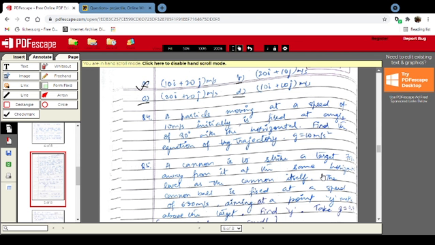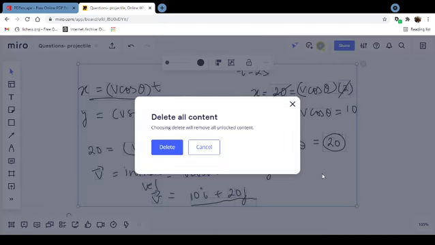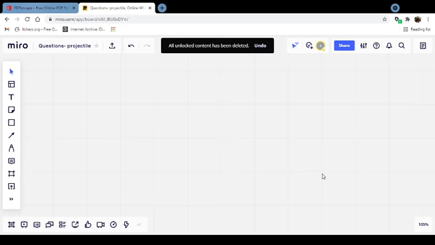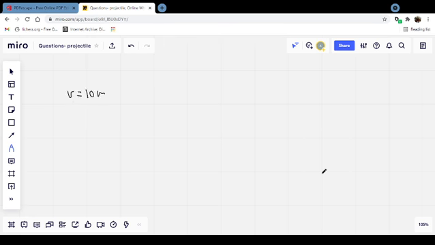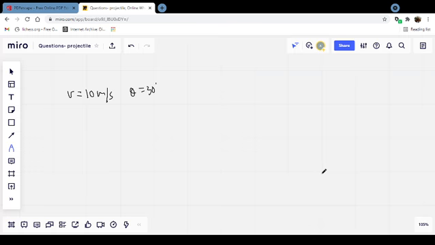Next, a particle moving at a speed of 10 meter per second is fired at 30 degrees. Find the equation of trajectory. We are given that the particle is fired at the speed of 10 at an angle of 30 degrees. Acceleration due to gravity is 10 meter per second square. We have to simply write the equation of trajectory.